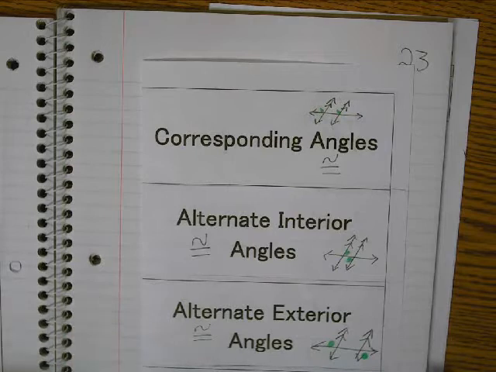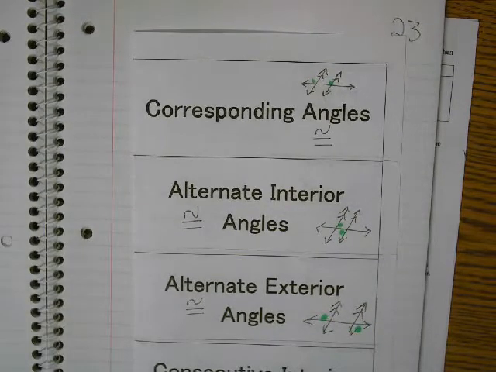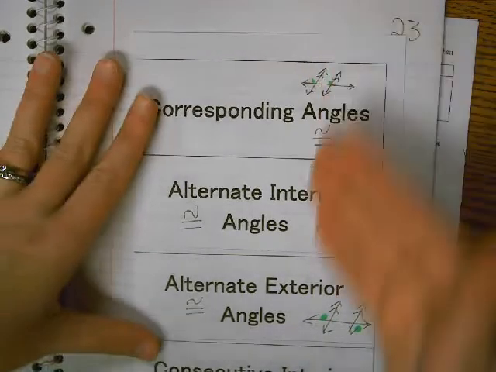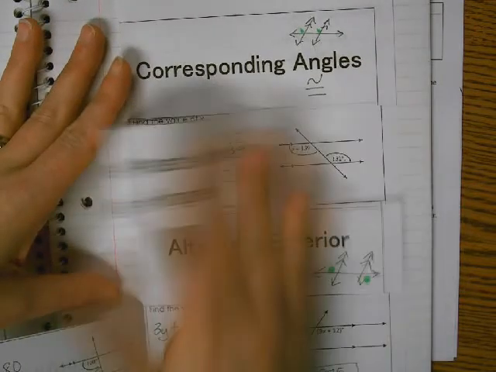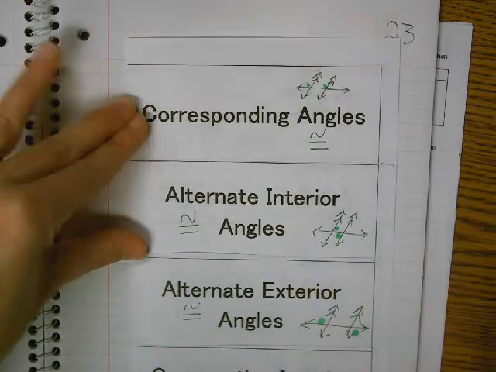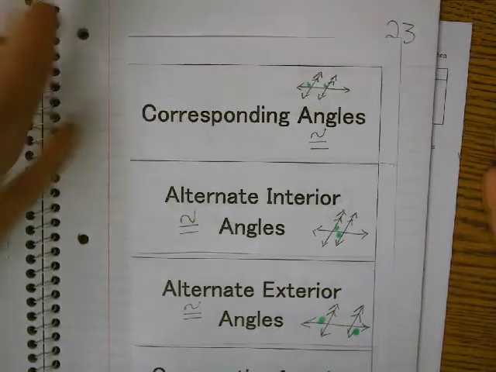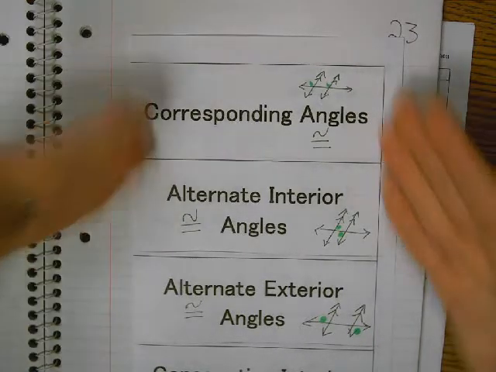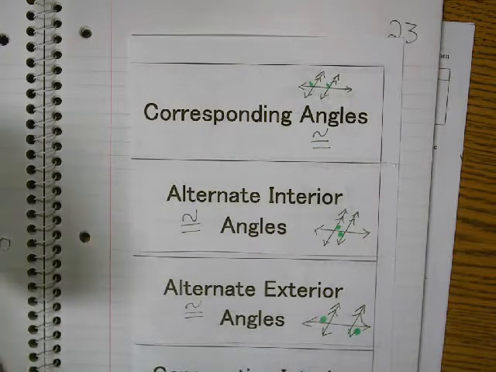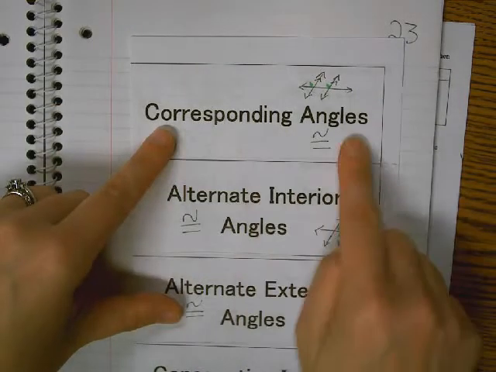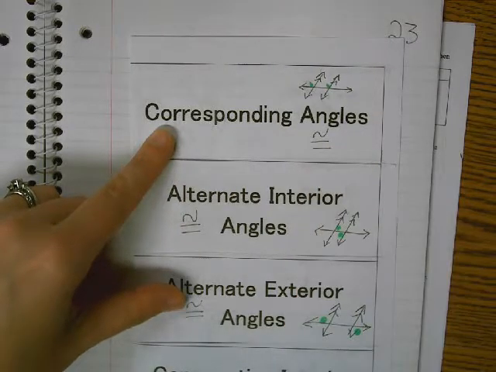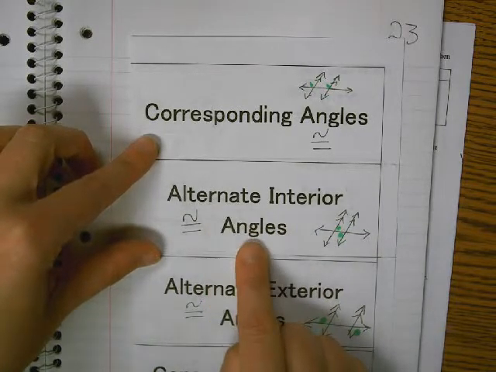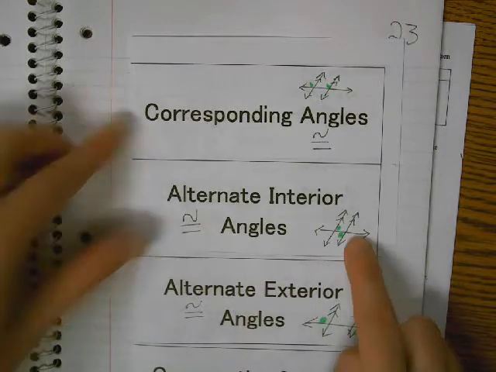Hi guys, so we're going to talk about the opposite of what we talked about on page 23. The big thing about all four of these flippers that we have here on this foldable is that the angles had to be formed by parallel lines. If we didn't have parallel lines, then none of these things would be true. So today, what we're going to talk about is if we have corresponding angles that are congruent, then we're going to have parallel lines. If we have alternate interior angles and they're congruent, then we have parallel lines.